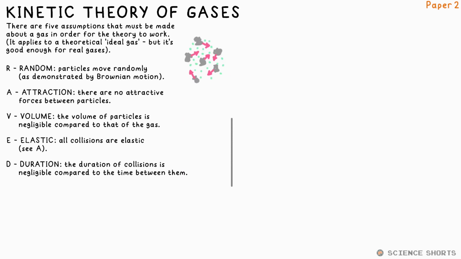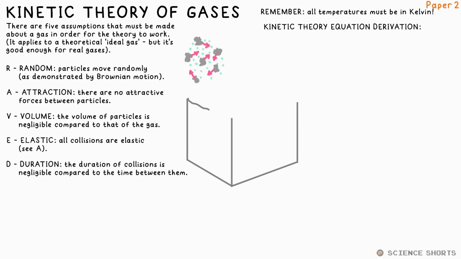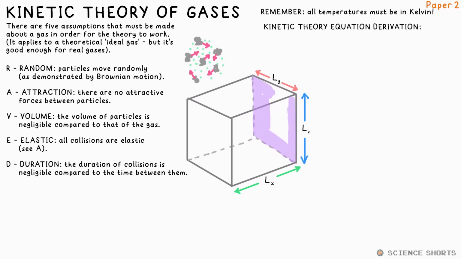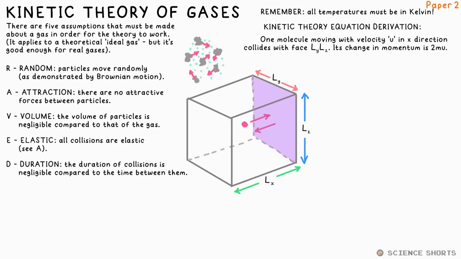To derive the kinetic theory equation, we imagine a cube of sides Lx, Ly, and Lz. A molecule inside collides with one of the sides, the area Ly Lz, and it bounces off it. Its change in momentum is minus 2mu, but we can drop the minus. We know that force equals change in momentum over time, but it's not exerting this force all the time, so we use the time it takes between these collisions.